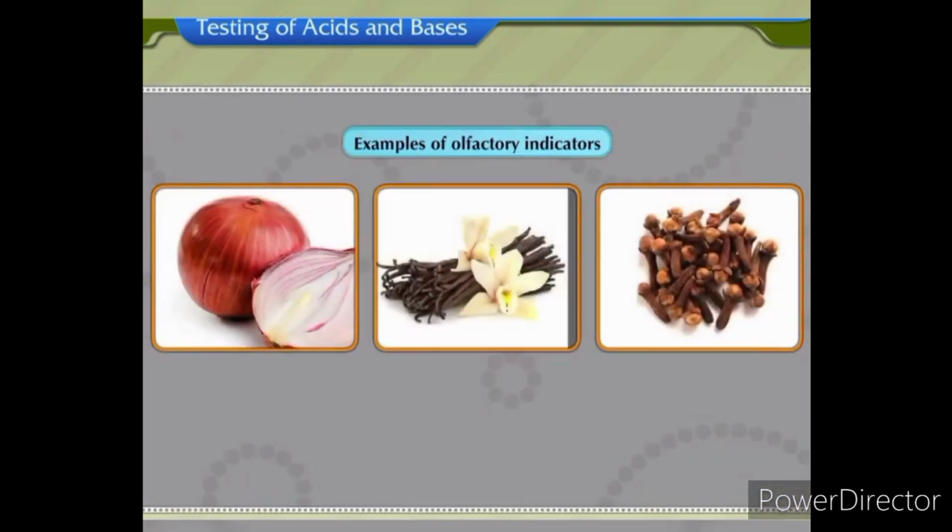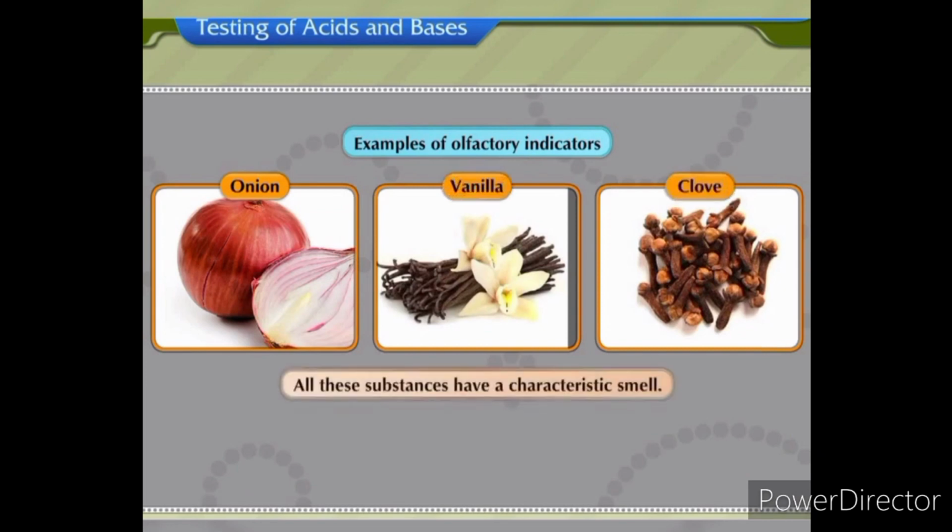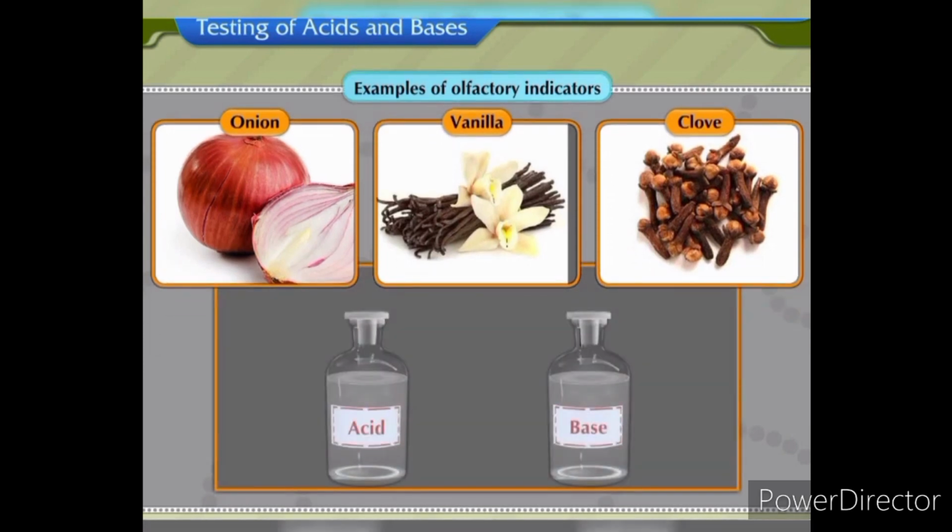Examples of olfactory indicators are onion, vanilla extract, and clove oil. All these substances have a characteristic smell. When an acid or a base is added to these substances, their characteristic smell cannot be detected.